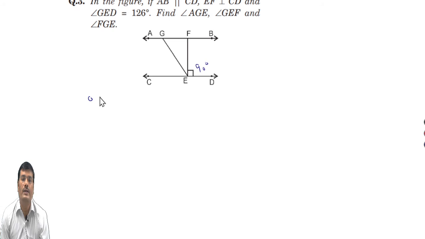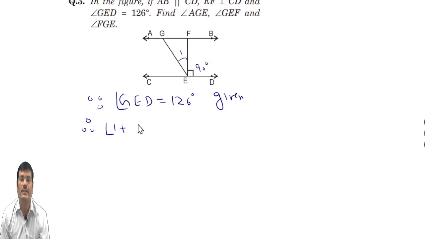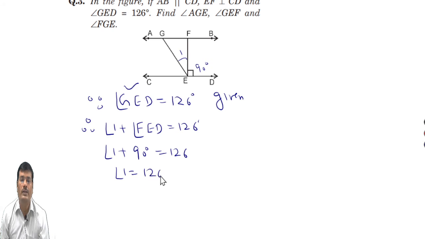Start from here, since angle GED is equal to 126 degree, it is given. Let us suppose that it is angle 1. So therefore angle 1 plus angle FED is equal to what? 126. From the figure, in place of GD we have to write. But FED is equal to 90 degree is given. So from this one, angle 1 is 126 degree minus 90 degree. So angle 1 we will get 36 degree.